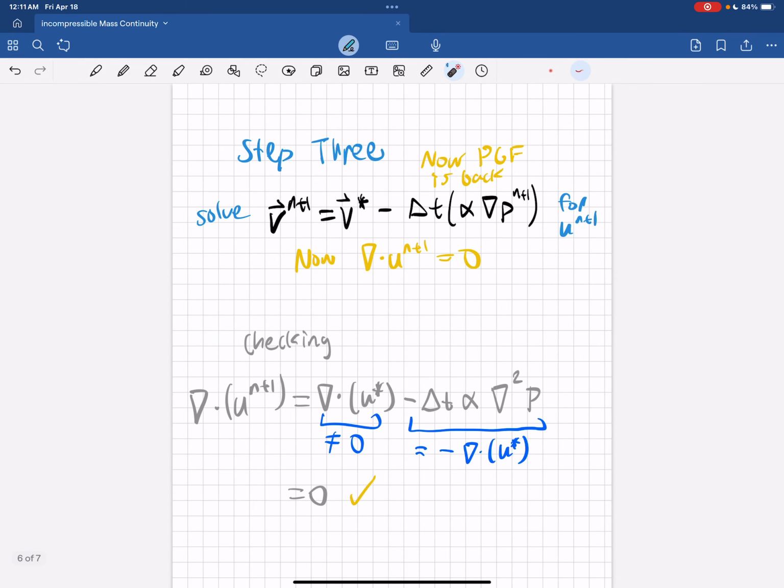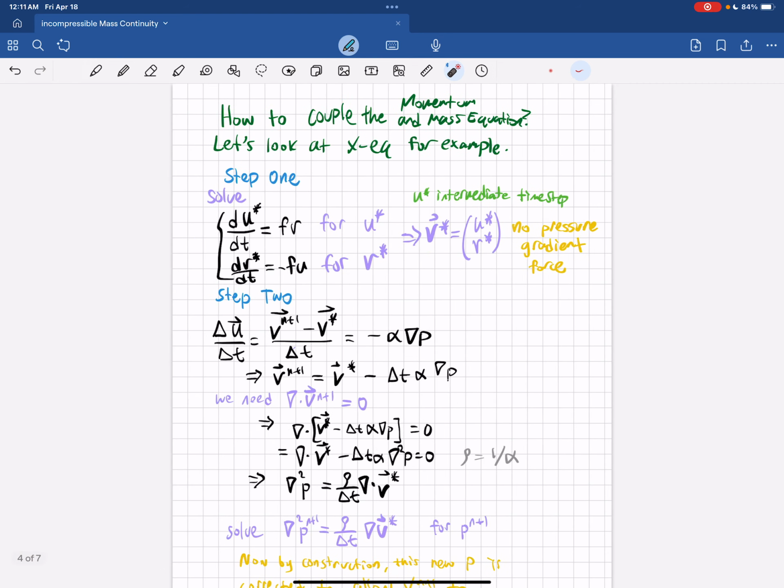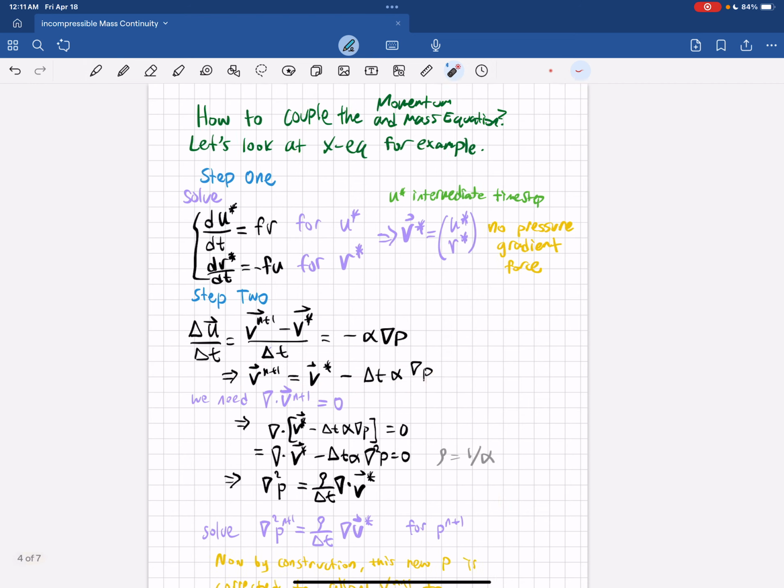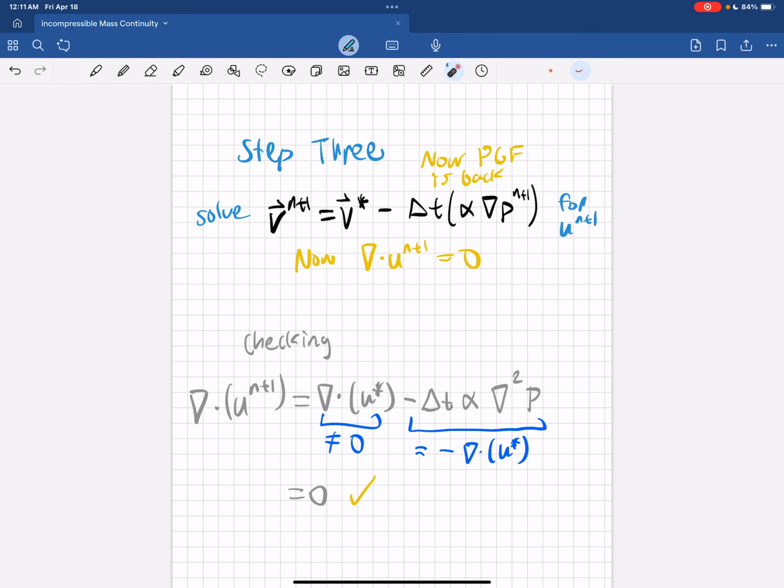But now that we have the corrected p n plus 1, we can do our final step, which is to solve for the next time step, which will just be v star minus dt times the pressure gradient. That's coming from when we did this step here. Now we've corrected p, we do the exact same thing. We plug this p back into this equation. So that's what we have here.